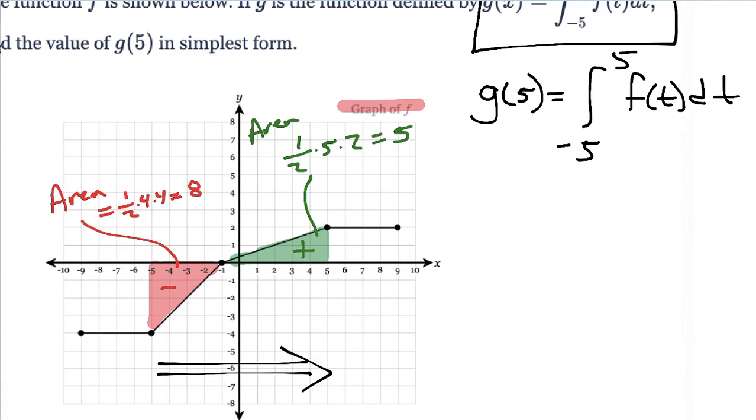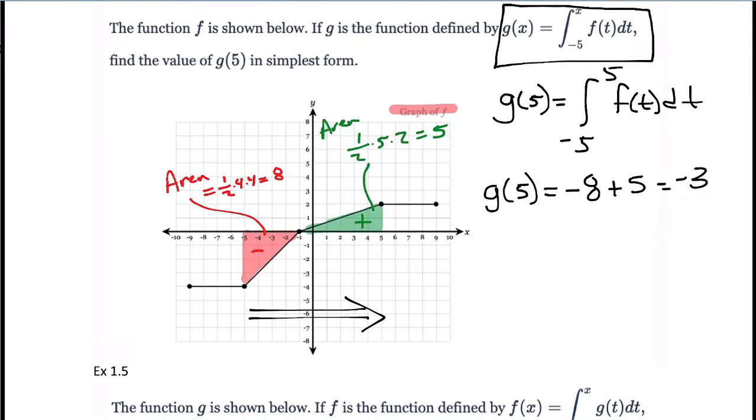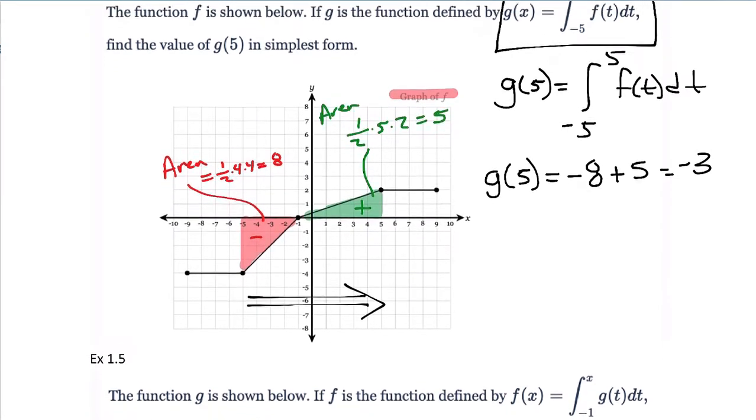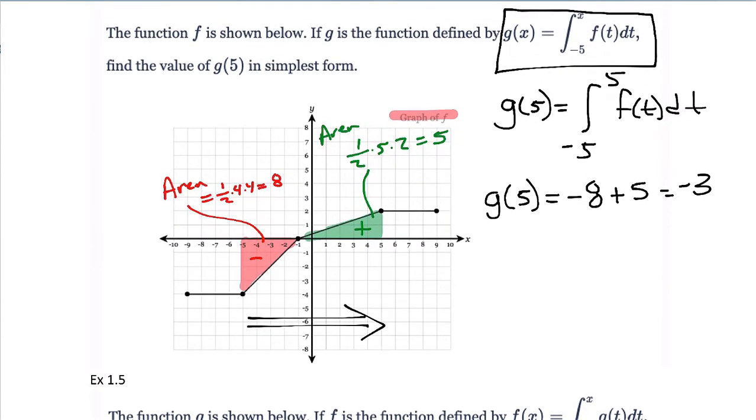That means if we were going to calculate this value g of 5, we would have the negative space from the first triangle plus the positive space. Together, that's -3. So that's how you might calculate that integral. Hopefully that makes sense. Now, it matters which direction you're going. I drew this arrow down here because that really does play a part.